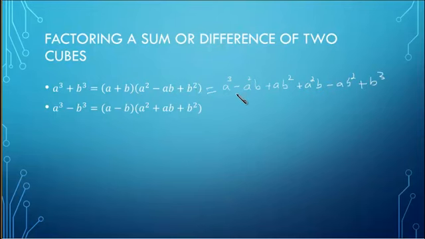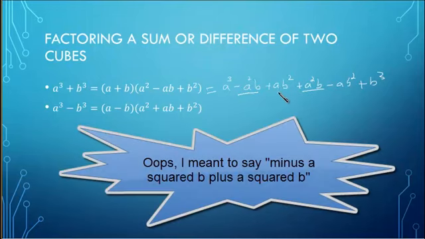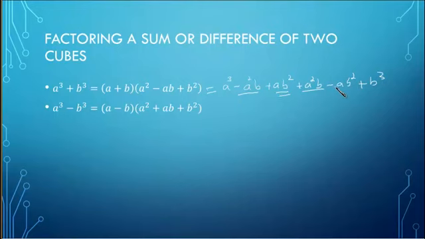So it should be clear that minus a squared b plus a squared b gives us 0. And that plus ab squared minus ab squared also gives us 0. So this leaves us with a cubed plus b cubed. So I leave it to you to expand this expression here and see that it is identical to a cubed minus b cubed. Alright, so let's look at some examples.